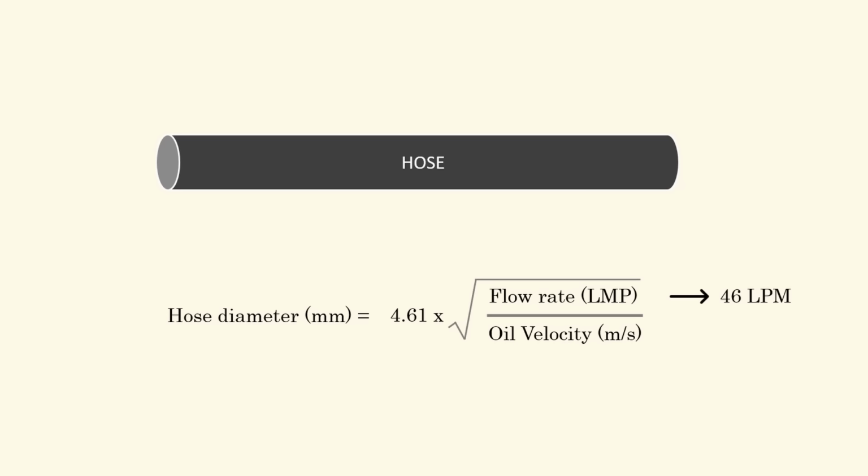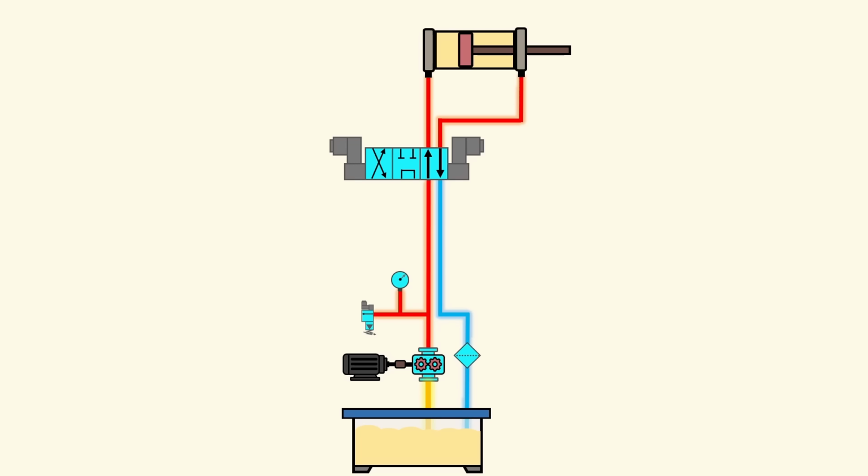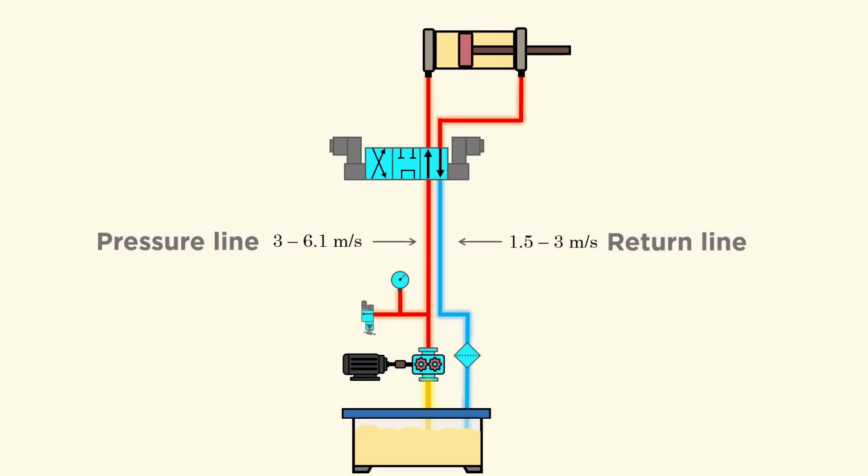Now the question is, what should be the oil velocity in hydraulic hoses? So the short and simple answer is there are recommended oil velocity ranges for different types of hose lines. But an even more important question is, why do these recommended velocities exist? And to understand this, we need to revisit some basics of fluid mechanics.